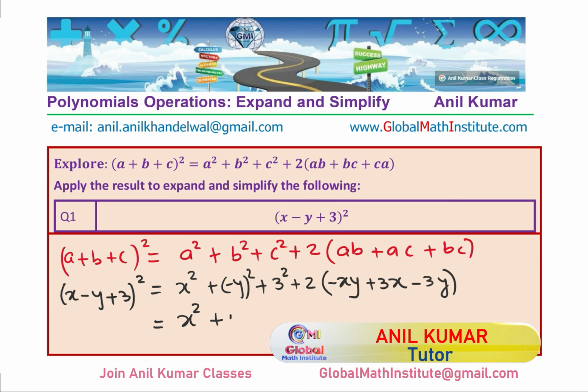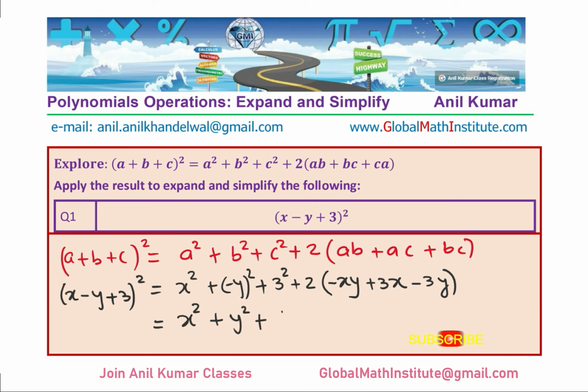So minus y squared becomes plus y square here and we get plus 9 plus 2 times. We can rewrite this as minus xy plus 3x minus 3y. Does it make sense to you? How simple it becomes, right?